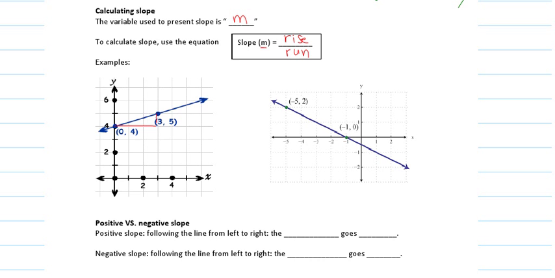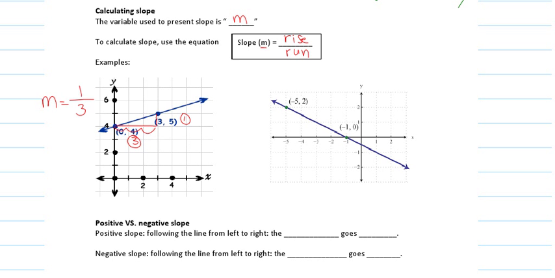So how much did you rise by? 1. You rose by 1. And how much did you run by? 4. So 1, 2, 3, right? So your run is 3. So that means your slope is 1 over 3. Okay? Because your rise is 1 and your run is 3. Does that make sense? Yes.